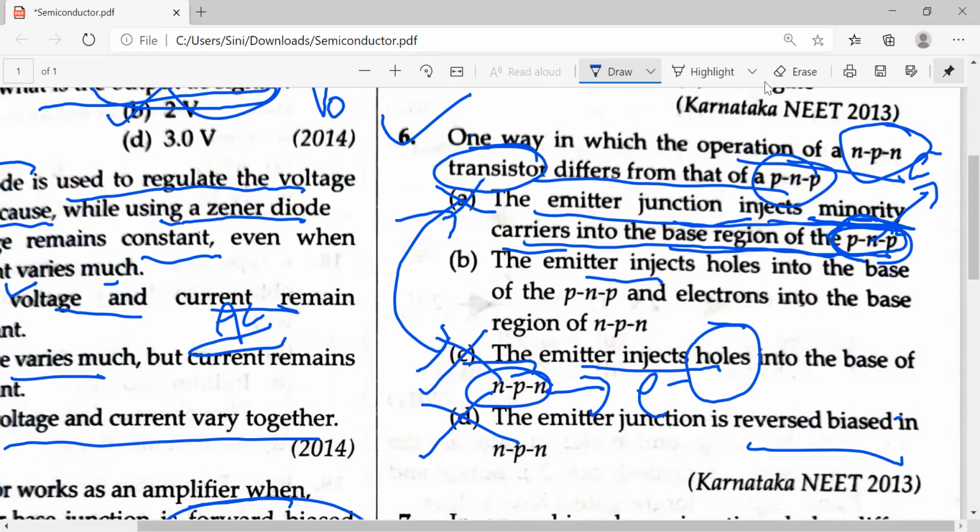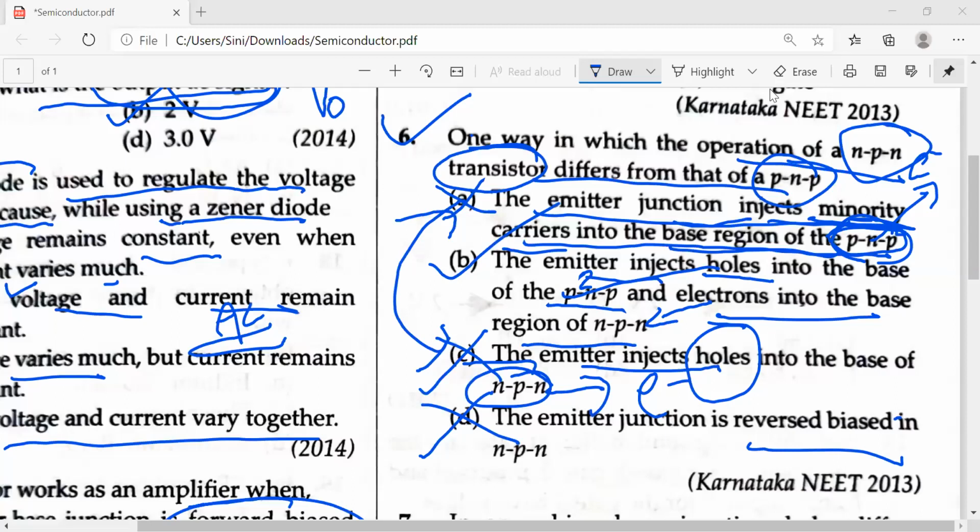The second option, let's see: the emitter injects holes into the base of PNP. Yes, now this is coming positive. Holes in PNP does match because P is more, so holes is fine. And electrons into the base of NPN, correct? Electrons should be in the base of NPN. Yes, this is the correct answer. So 6B is the correct option. Again, we are using the process of elimination here. That's all.